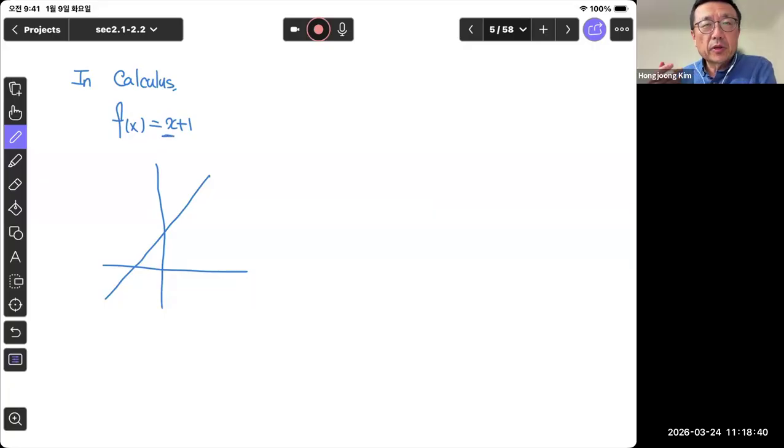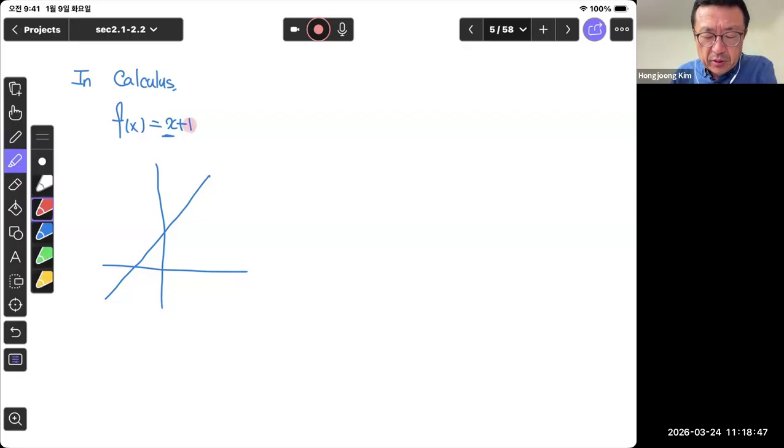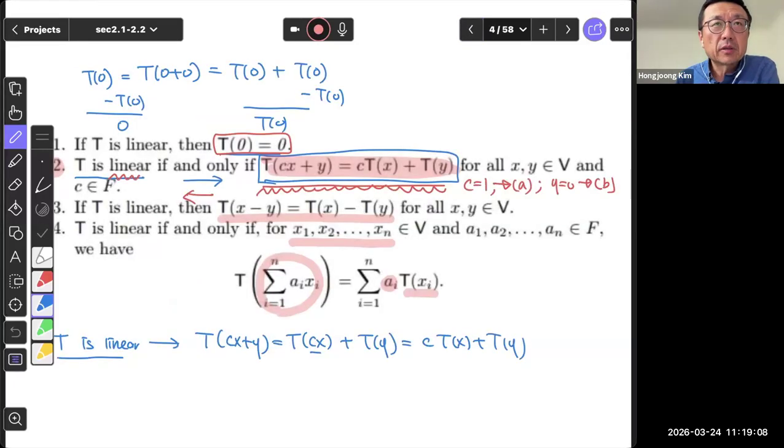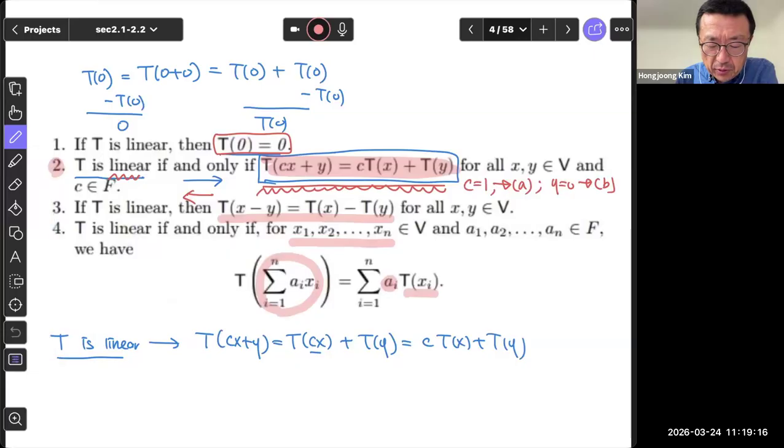X, the slope of the line is 1, and this 1 represents the y-intercept, right? So that is the value of the function at 0. So for this function, f of 0 is not 0. As I said, in case of a linear function, the image of the mapping must be 0. There is no exception. That was the first condition here.